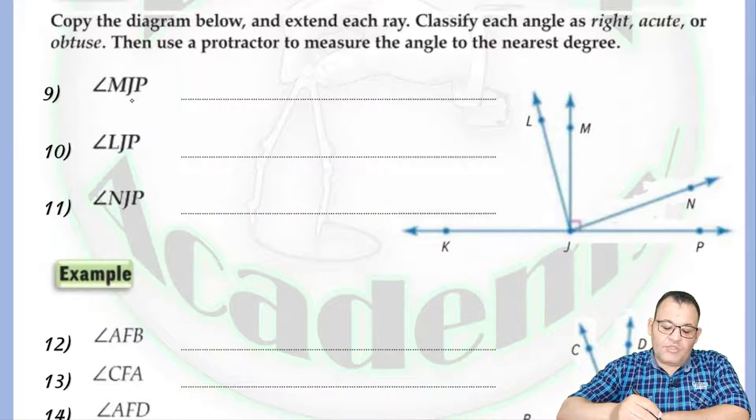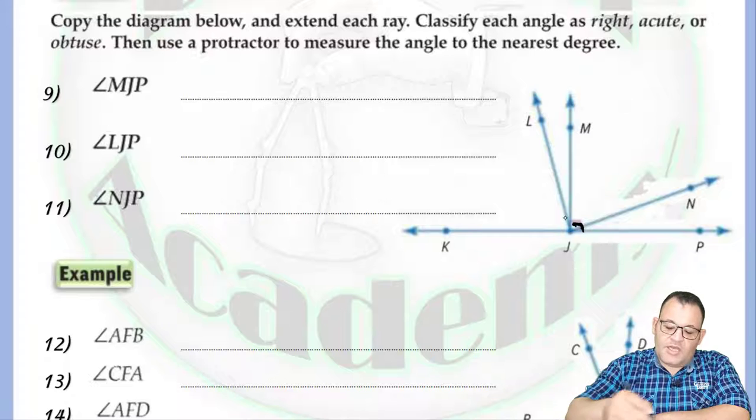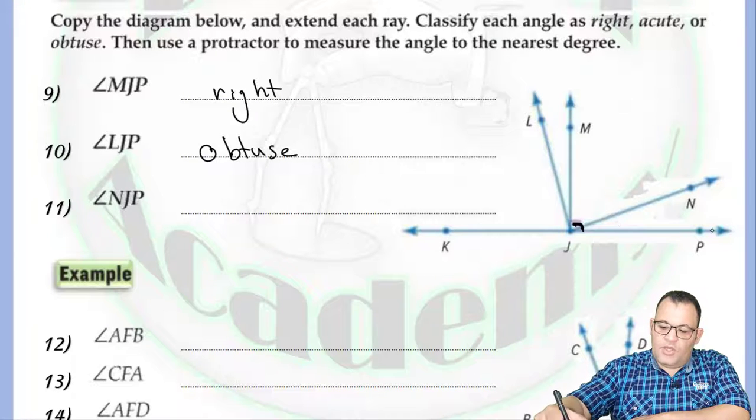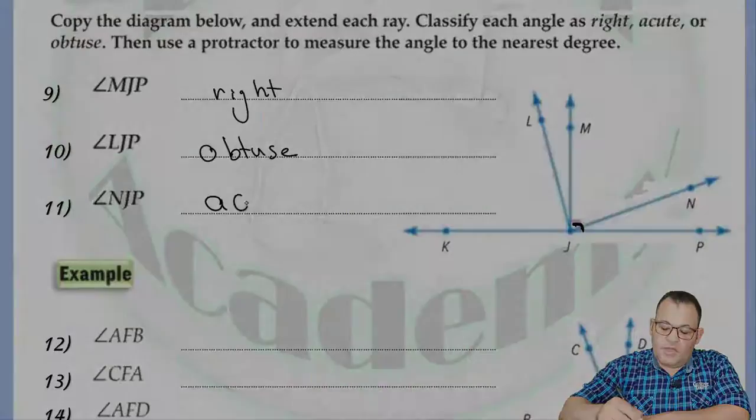We have an angle MJP. MJP, this sign means a right angle. So we have a right angle. Now angle LJP. It's greater than 90, so it will be obtuse. Now we have an angle NJP. It's less than 90, so it will be an acute angle.